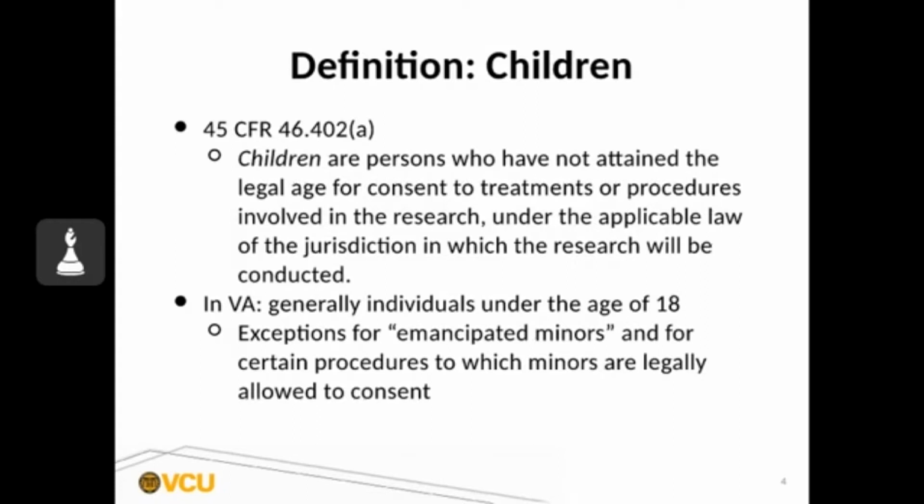In other words, who meets the definition of a child will vary depending on the location of the research, so it is always important to consider where the research is taking place to determine if you will be including children in your research project. In Virginia, children are generally individuals who are under the age of 18.